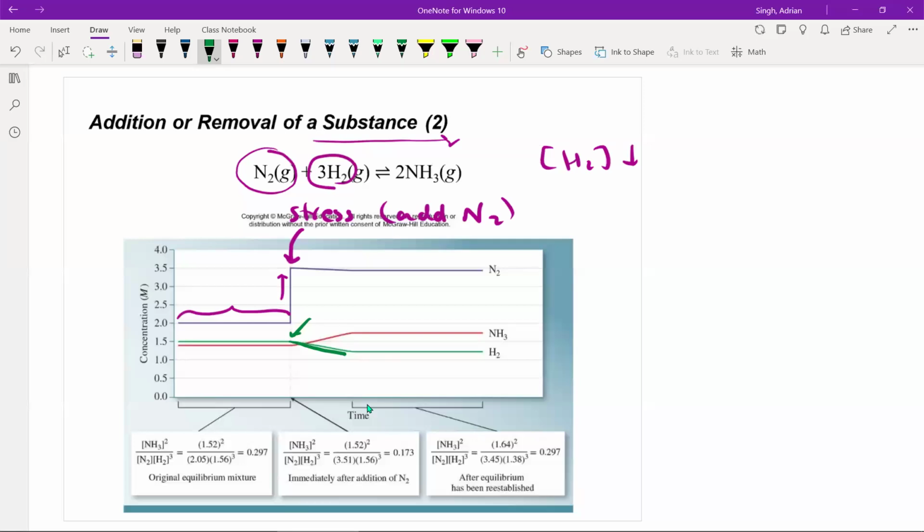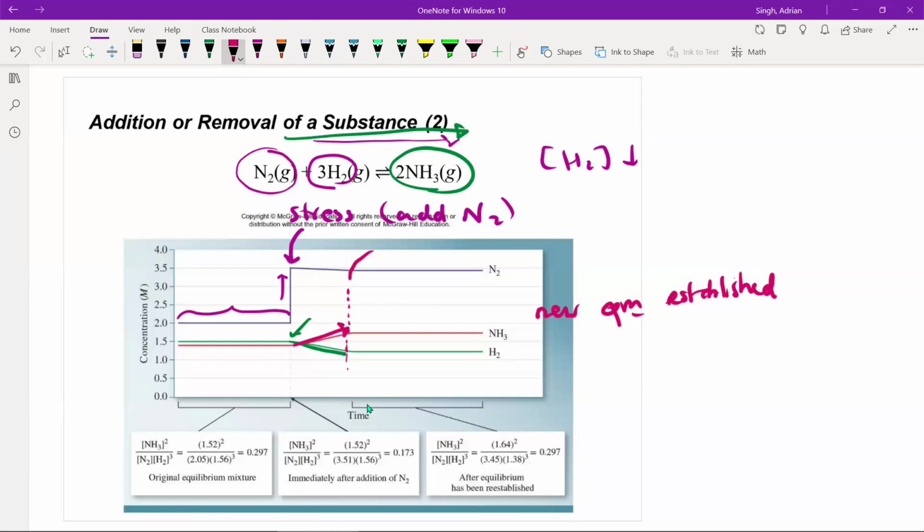At this point, the green line actually starts to decrease. And as we use up the H2, guess what? We make more of the NH3 as the reaction shifts to the right. And as a result, the concentration of the NH3 starts to increase. And then we've established, at some point, maybe right about here, a new equilibrium, where again, from that point onwards, the rate of the forward and the rate of the reverse reactions are going to be equal to each other.